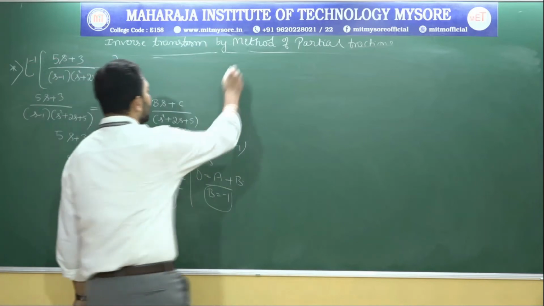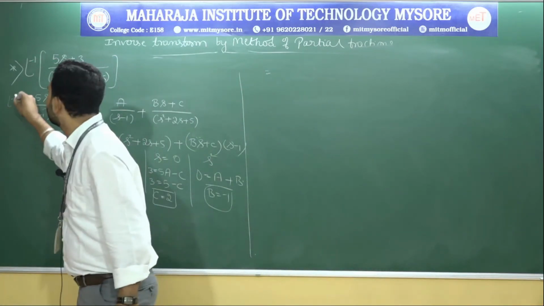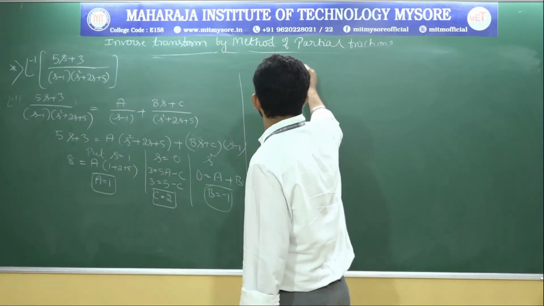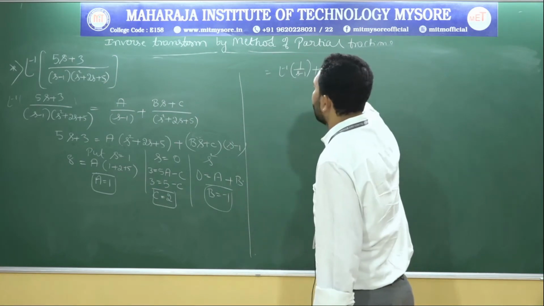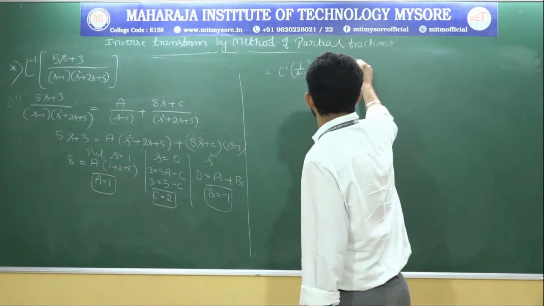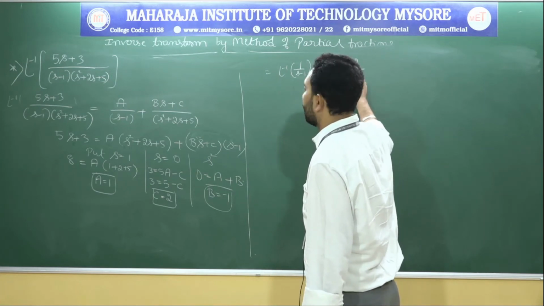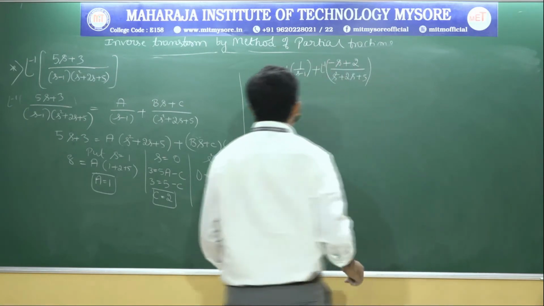So substitute those values here, and directly I will take L inverse. We will get A, it is L inverse of 1 over (s − 1), plus B, it is (minus s plus C, that is 2) divided by (s² + 2s + 5), L inverse of this.